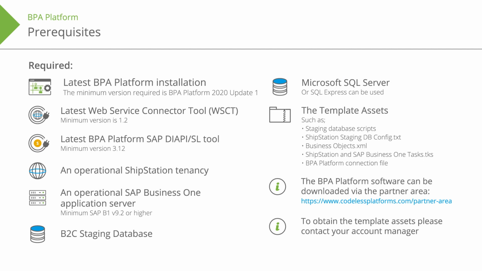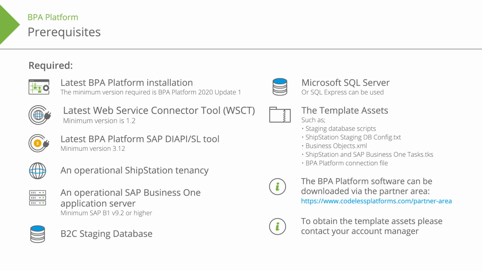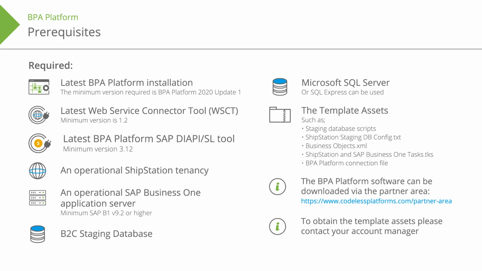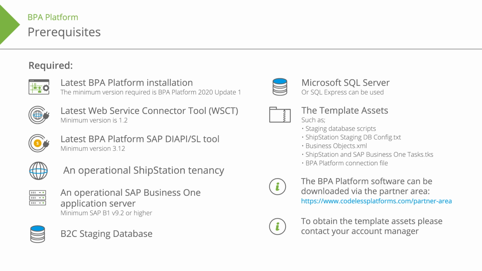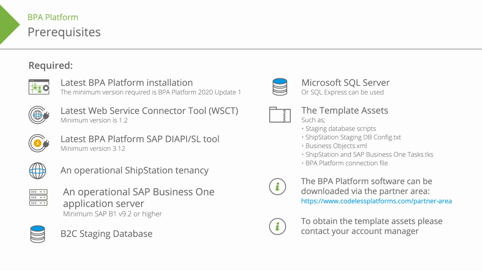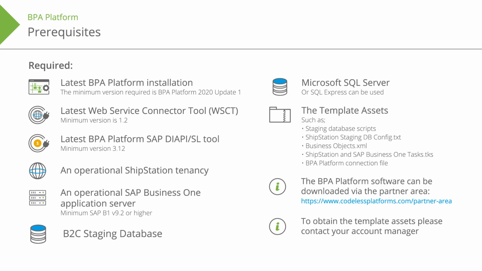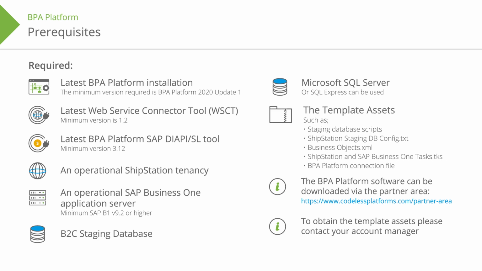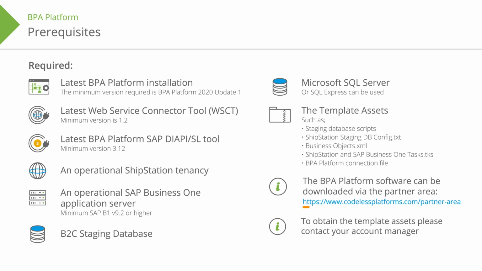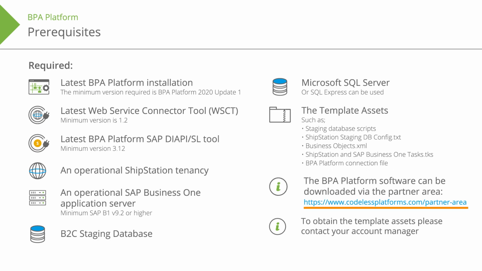You will require the Latest BPA Platform installation, the Latest BPA Platform Web Service Connector tool, the Latest BPA Platform SAP Business One tool, an operational ShipStation tenancy, an operational SAP Business One application server, and the B2C Staging Database. In addition to the software and tools, you will need Microsoft SQL Server to host the staging database, and the template assets. The BPA Platform software can be downloaded via the partner area on the Codeless Platforms website.